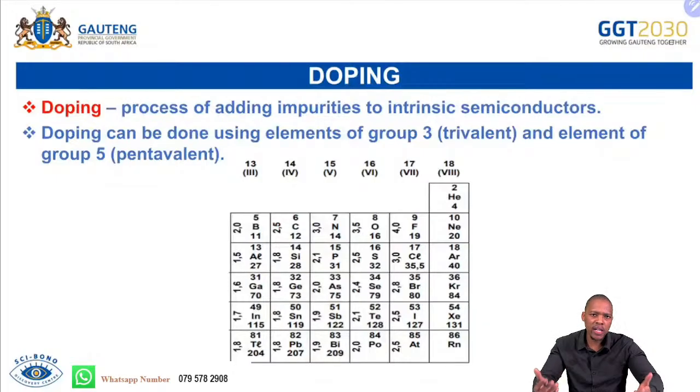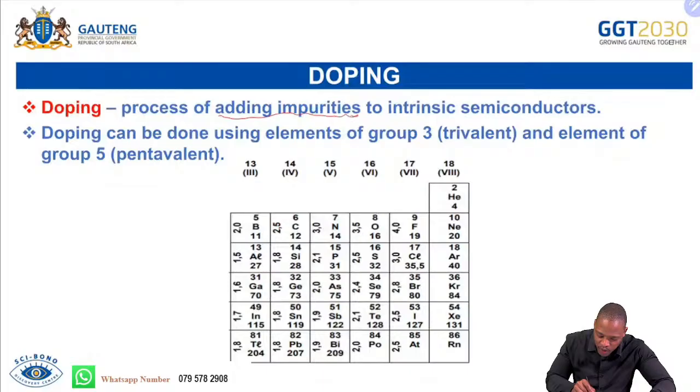What does it mean that the player was doping? It means the player has used other substances coming from outside, and the player has used them to enhance his or her ability to perform. So doping here means exactly the same thing, or is used in the same sense. We are adding impurities to an intrinsic semiconductor, and we want to enhance this semiconductor. We want this semiconductor to start conducting electricity because it was not conducting electricity. So what do we do to it? We dope it. We add impurities.